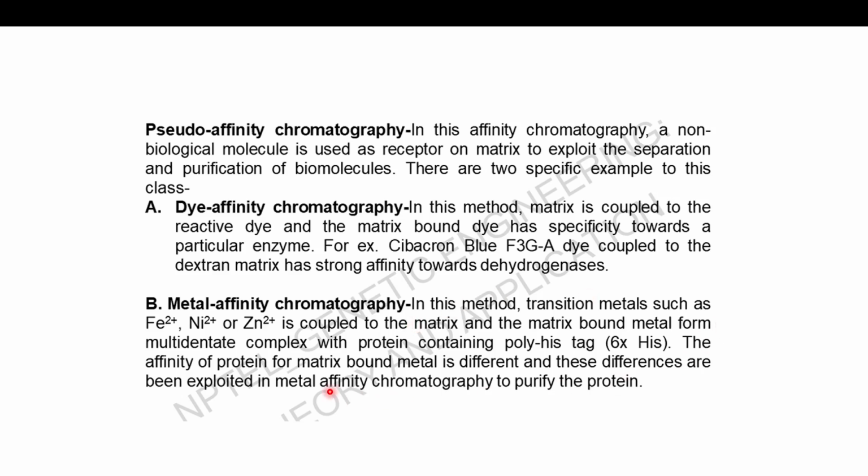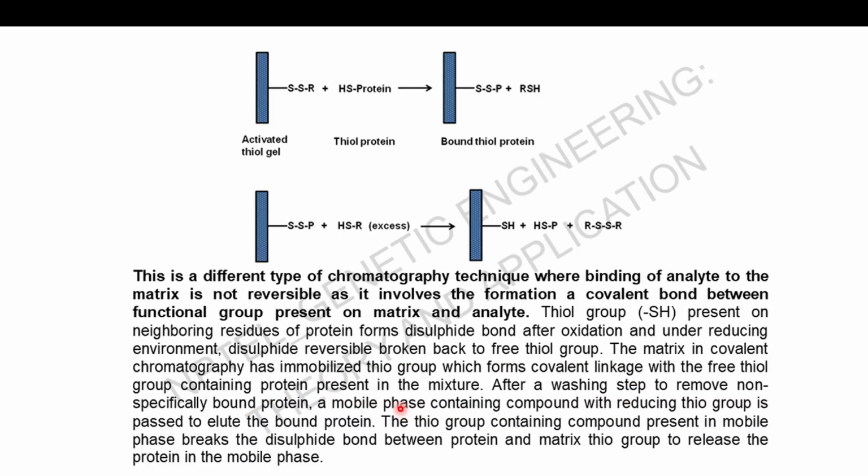So transition metals like nickel, iron, zinc are coupled to the matrix, and the matrix bound metal can form a multi-dentate complex with protein containing histidine tag, mainly having imidazole ring. The affinity of protein for matrix bound metal is different, and these differences are exploited in metal affinity chromatography to purify the protein.